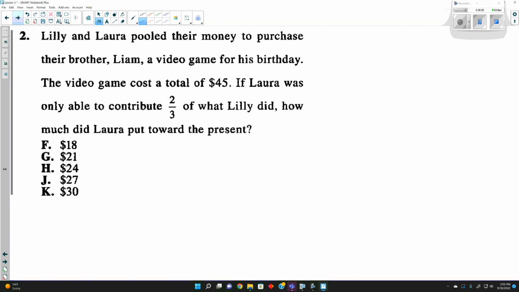So what is the total present? $45. So we could say what Laura and Lily paid together was 45. What they paid together total was 45, yes? If Laura, so we could call Laura the x variable, was only able to contribute 2/3 of what Lily contributed, so Laura contributed what? 2/3 of what Lily did, yes?